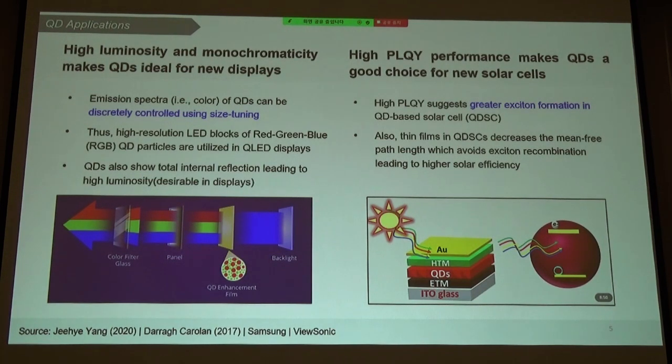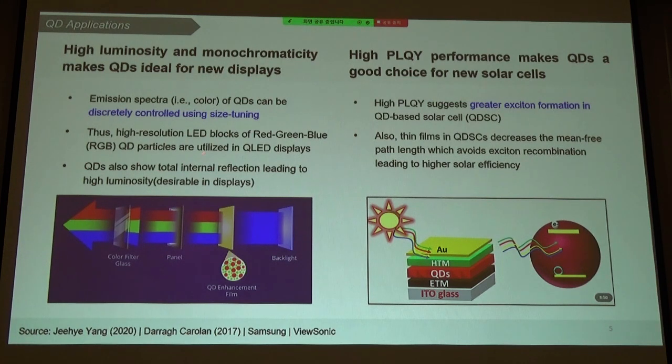So how is that relevant to our daily lives? This high luminosity and monochromaticity makes QDs ideal particularly for displays. I'm sure we use QLED TVs these days, and the reason is that for high resolution LEDs, blocks of RGB QD particles are utilized because of the high luminescence. But although I'll talk about this in detail, the size matters. It requires very fine tuning of the size, but that particular part is not very mature yet.